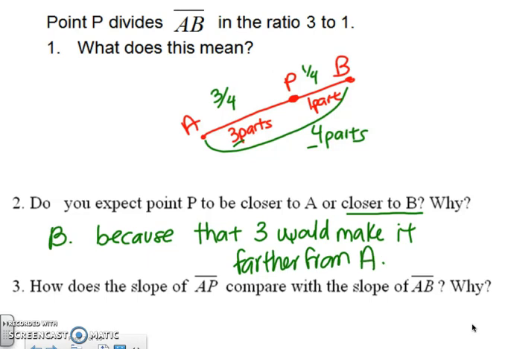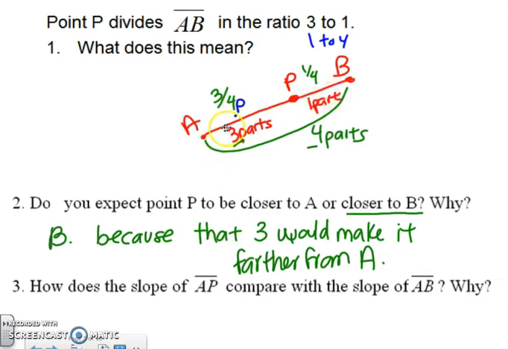Okay, so if it had said the ratio of like 1 to 4, that would definitely mean point P would be somewhere over here, closer to A. Okay, so the bigger the number first, that's the farthest it is away. So how does the slope of AP compare with the slope of AB?